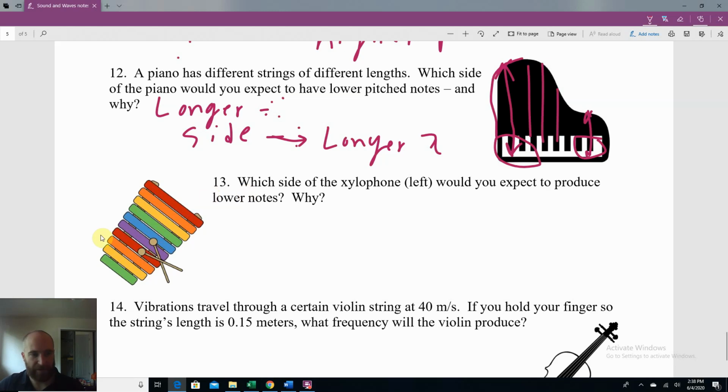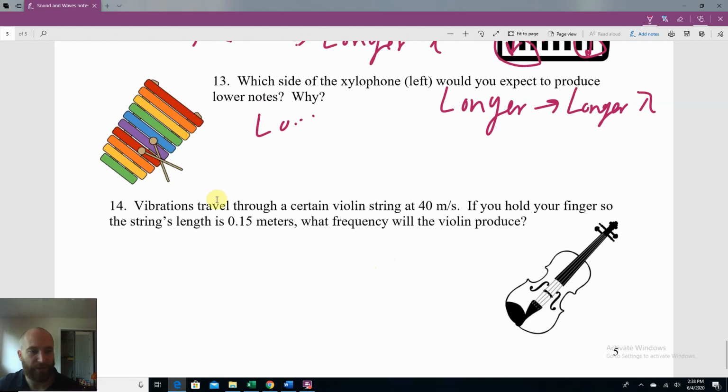Alright, a xylophone has these little different bars. You hit them, they produce a note. Which produces the lower notes? Again, the longer ones, for the same reason. Because they have a longer wavelength, which just produces lower notes.